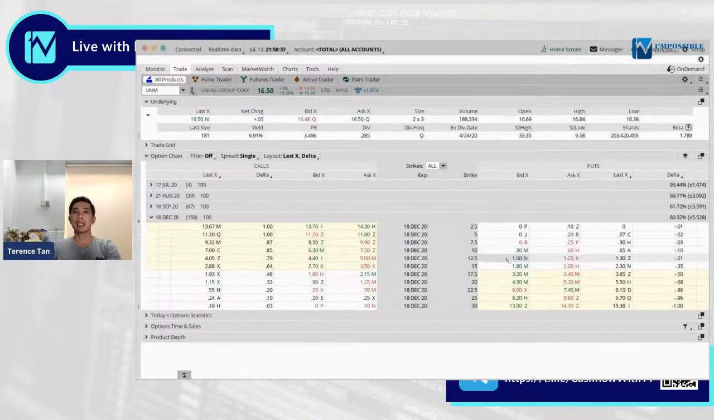The trade I'm looking at selling today is the 12.50 December expiry. It's going to expire on the 18th of December, which is about 158 days from now. I'm looking at a 12.50 strike, and I'm trying to get it done for about $1.10 to $1.15. So that's what I'm looking at in terms of this trade.